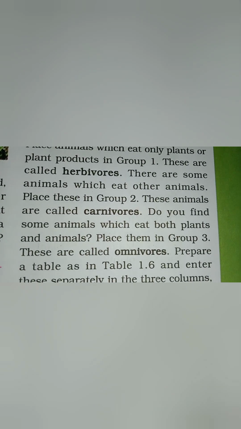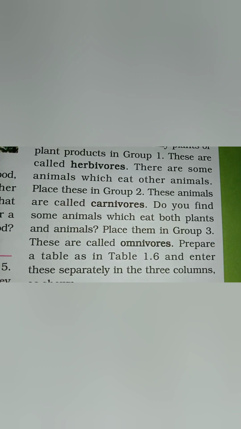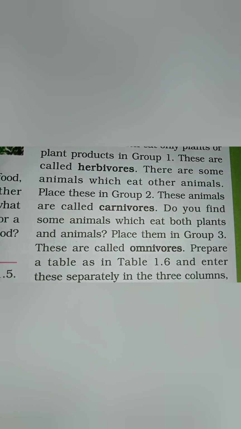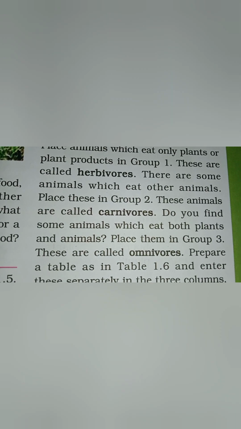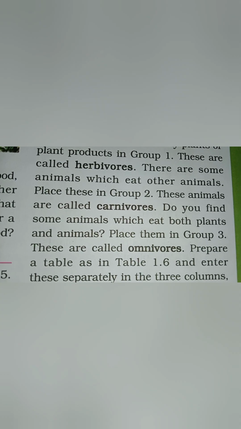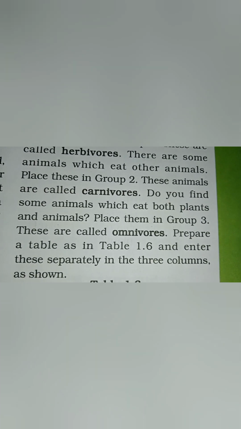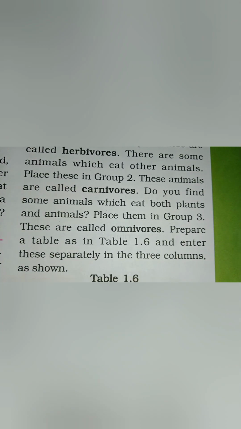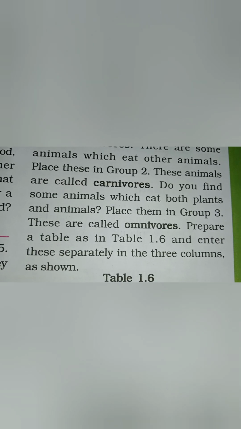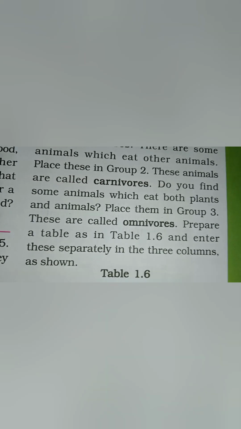Place these in group 2. These animals are called carnivores. Carnivores means animals that eat other animals. Any animal that eats other animals is called a carnivore. Do you find some animals which eat both plants and animals? Place them in group 3. These are called omnivores. Which animal eats plant products and animals? These are called omnivores.